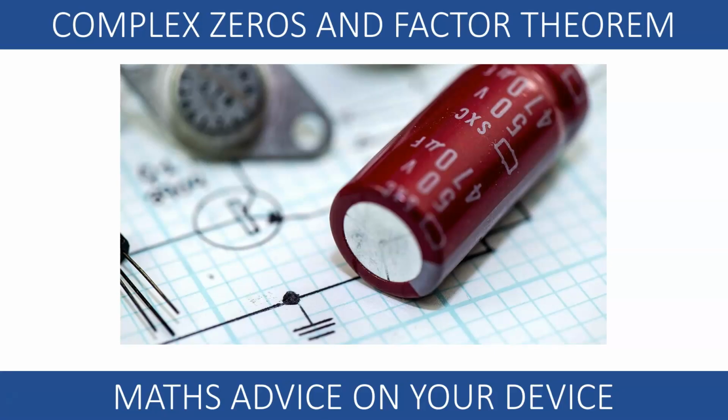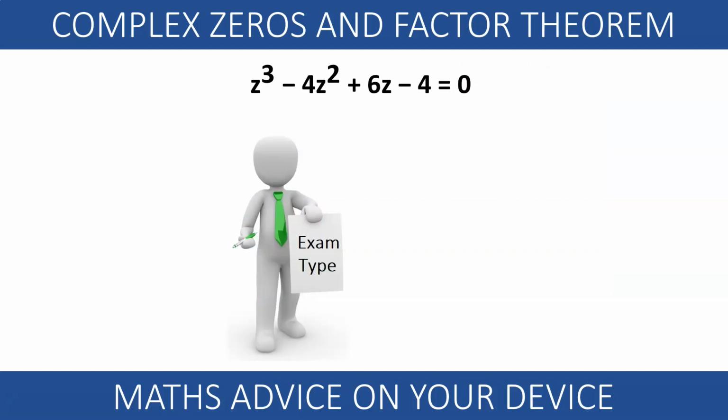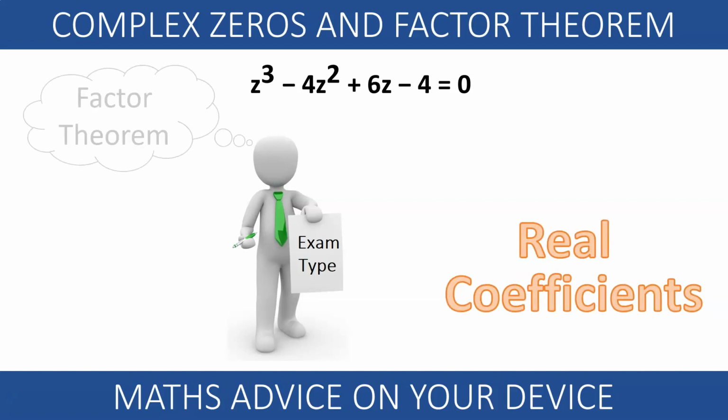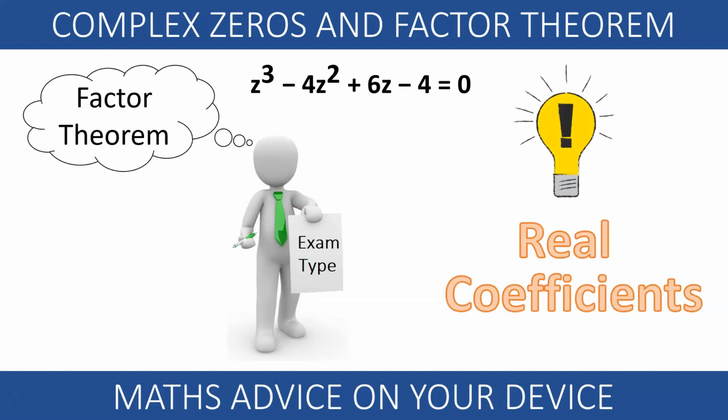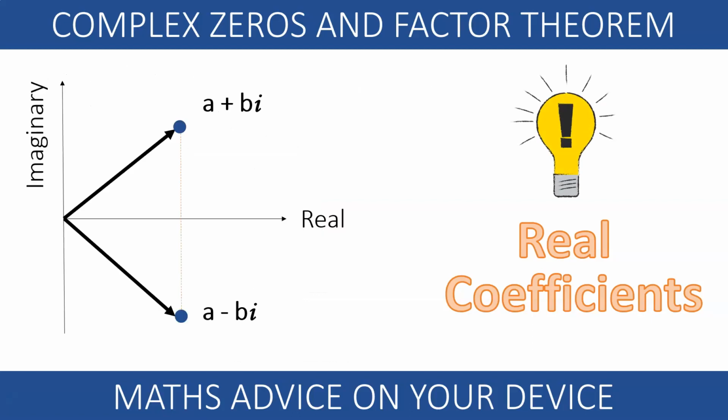Complex numbers are very important in fields such as electronics. In this video, we find the complex zeros of a cubic equation with real coefficients using the factor theorem. The one thing to remember is that if all the coefficients of an equation are real, any complex solutions will come in conjugate pairs. We already explained why in our previous video.